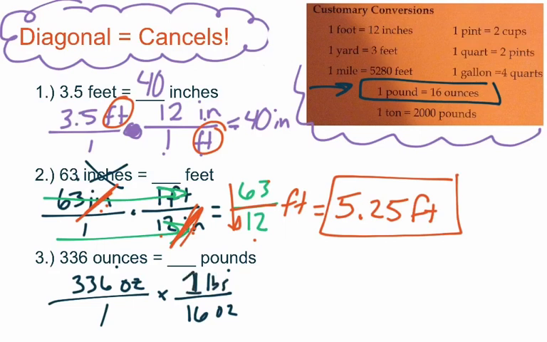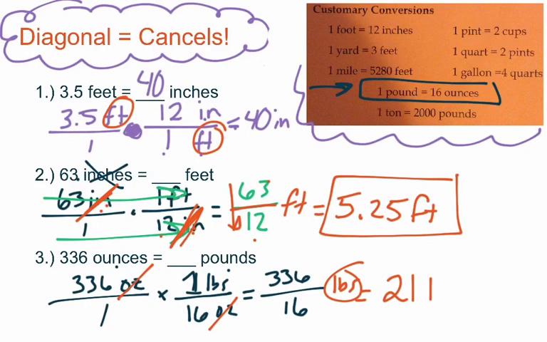Okay, so 1 pound. When I go to multiply this out, I end up with 336 over 16. The ounces cancel out, so my label is going to be pounds. But I need to actually divide this. So if I type in my calculator 336 divided by 16, I get 21, take my label, pounds. That's my answer.